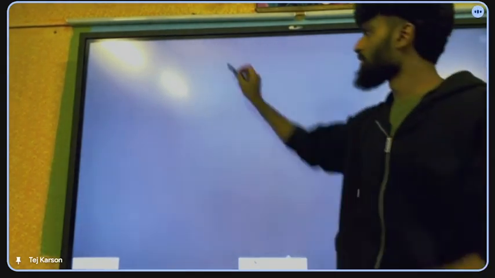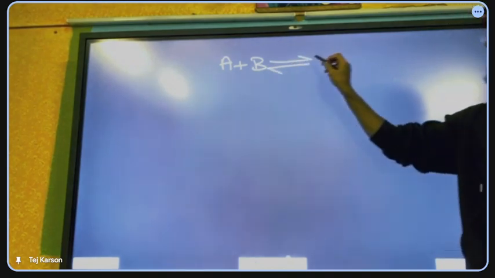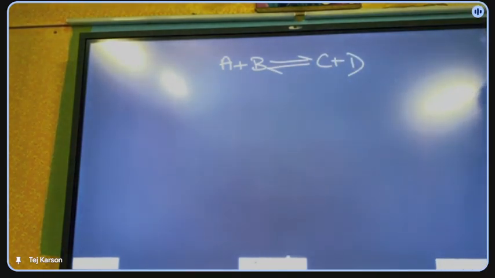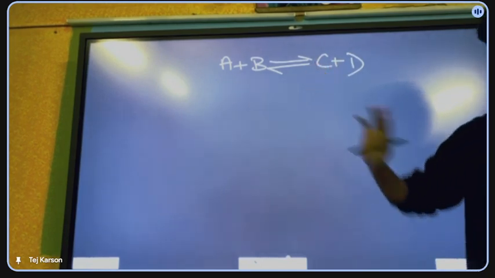Okay, now please put your pen down. This is the important stuff. A plus B, reversible reaction, tends to become C plus D. Agree? Now when I'm using the word forward reaction, what is actively getting used up? A and B or C and D? A and B are getting used up. So in this case, forward reaction meaning A and B are active.